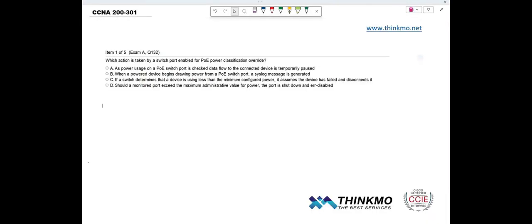It states that when we enable the PoE power feature, specifically the power coverage feature, what will the switch ports do? What kind of operations will the switch ports perform? First, let's look at option A. Option A states that the power usage of the switch port and the data flow of the connected device will temporarily pause. This description is not very accurate.